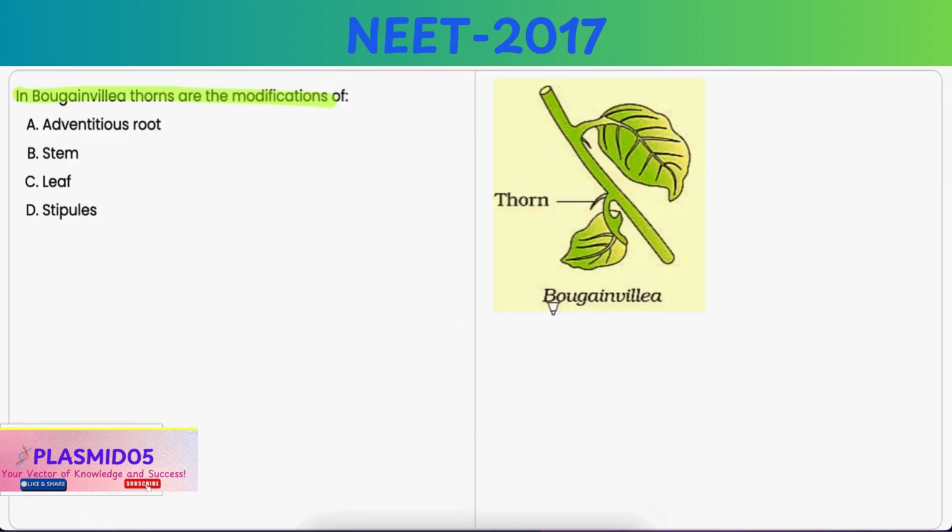Now, in Bougainvillea, the thorns are modifications of the stems that develop from the axillary buds. And these structural modifications may help to protect the plant from herbivores. Hence, the correct answer is option B.